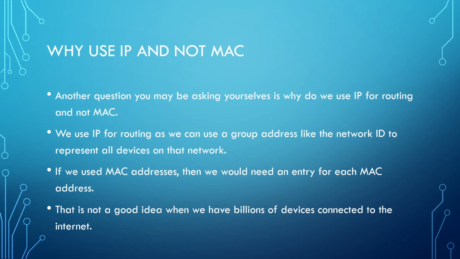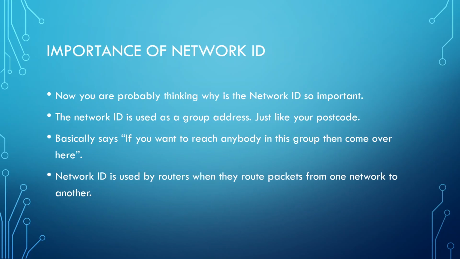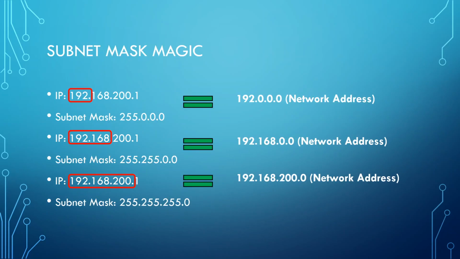Okay, so you may be thinking, how does using the network ID, this group address, help us? So routers know where to route packets next by using what's called a routing table. You can think of a routing table as being the same as a MAC address table. The MAC address table says to reach this individual device, send the data out this port. The routing table says that to reach all devices in this network, send this data out this port. So this is why IP is used for routing.